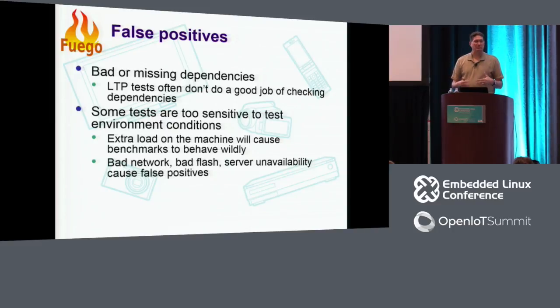A lot of tests are too sensitive to the test conditions or the environment. They're not very stable. And so on your visualization, you get what I call blinky lights, where a test fails and passes and fails and passes. And it's intermittent. You can't really pin it down. Those are really a pain to track down. So sometimes it's extra load on the machine, sometimes it's bad network, bad flash, some server unavailability in your test environment.